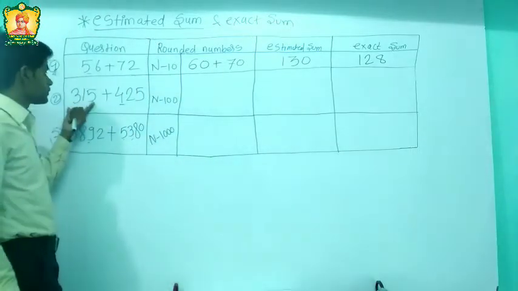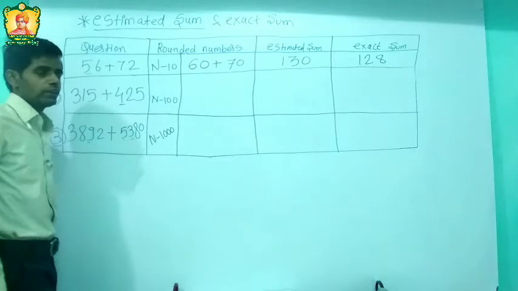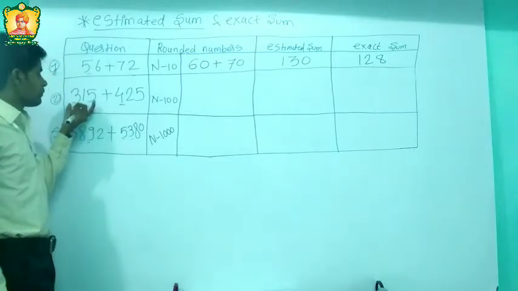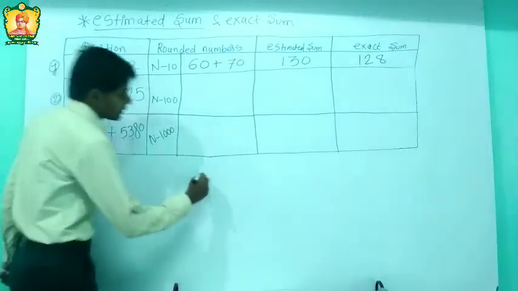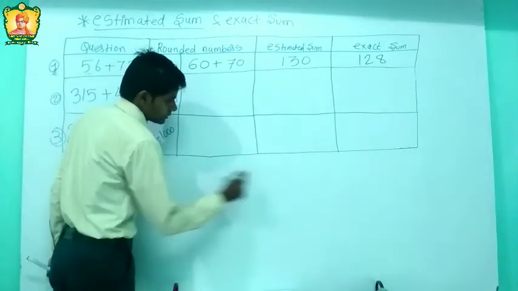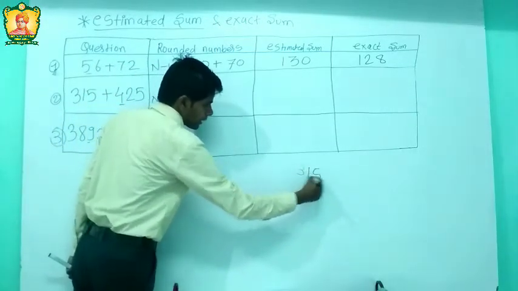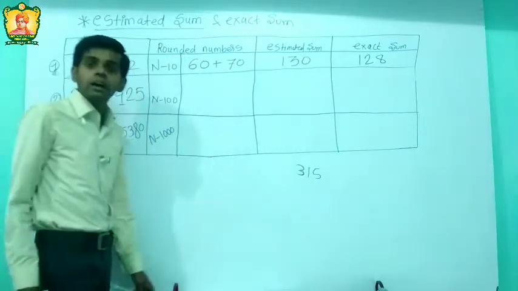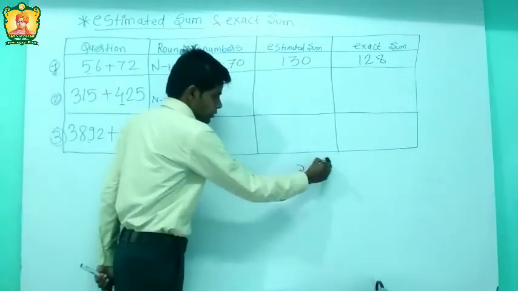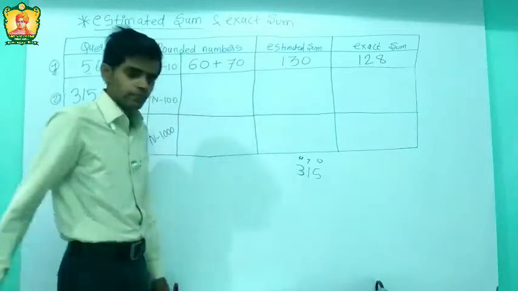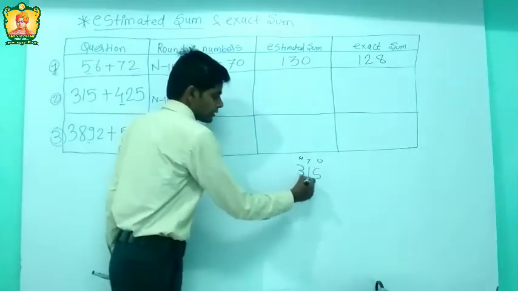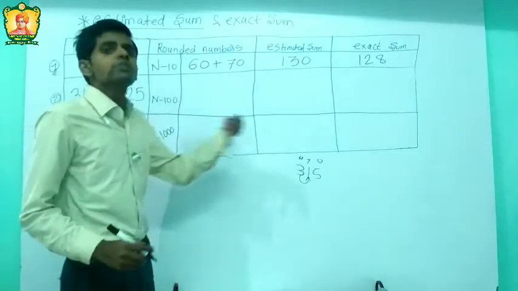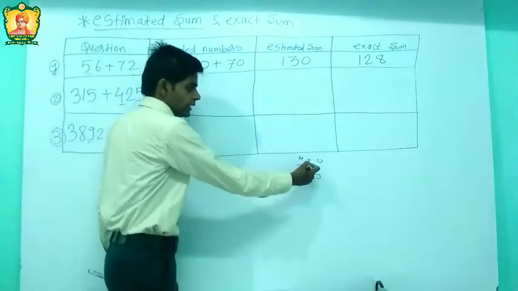Now look at the second one, 315 and 425. अब हम लोग क्या करेंगे? We will find the nearest 100 of 315. 315 का हम लोगों का क्या निकलना है? Nearest 100. Okay, now look here, this is your ones, tens and the 100. ठीक है, जब भी हम लोग nearest 100 की बात करते हैं तो हम लोग क्या करते हैं? Nearest 100 means what? The place which is just near to the 100 place, and that is your tens place.